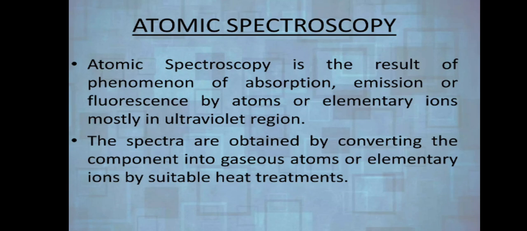Atomic spectroscopy is the result of phenomena of absorption, emission, or fluorescence by atoms or elementary ions, mostly in the UV region. The spectra are obtained by converting the component into gaseous atoms or elementary ions by suitable heat treatments.